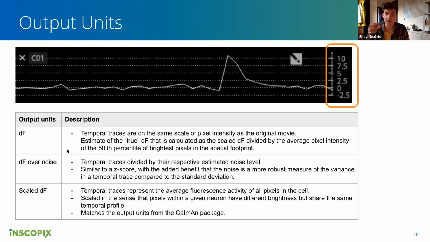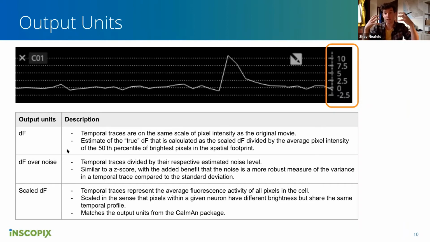The raw movie has these pixel intensities that are varying, and DF, this output unit, is really going to be on the same scale as those intensities. So if you see on your DF scale that it goes from 0 to 5, that's going to correspond to that pixel in the original movie changing by 5 units in that neuron.